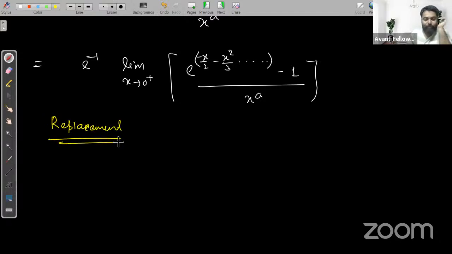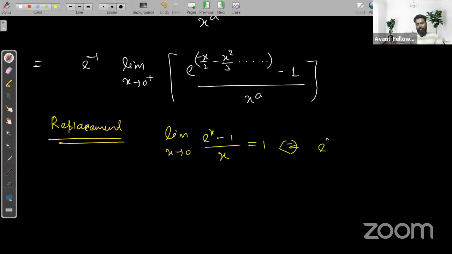We have already used this once. When x tends to 0, (e^x - 1)/x gives you 1. That means here, in place of e^x - 1, we can put x. What you have in the power of the exponential, you just need to substitute: instead of e^x - 1, we can replace it with x.